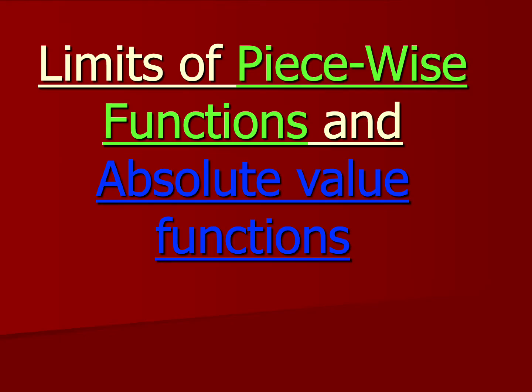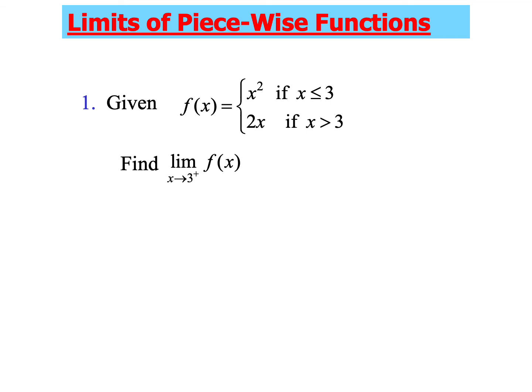In this video, we are going to talk about a new objective in the lesson on limits. The objective is how to find the limit, or how to study the limit, of a piecewise function and an absolute value function. Let us take this example. f of x equals x squared when x is less than or equal to 3, and 2x when x is bigger than 3. That means this function is defined on two domains.